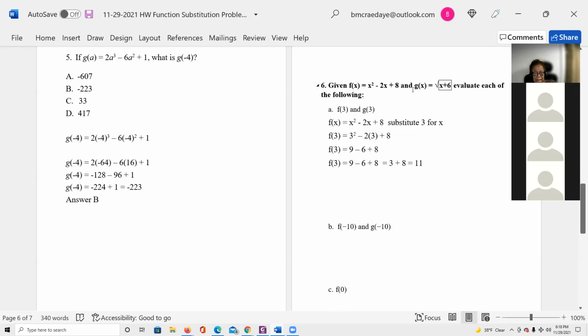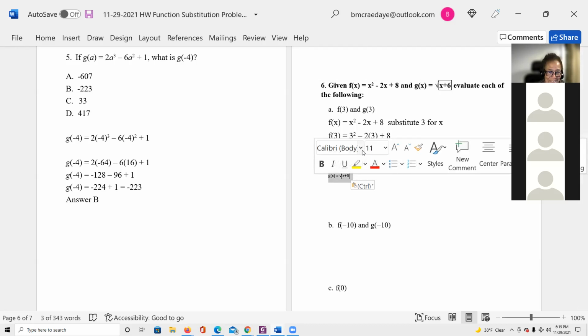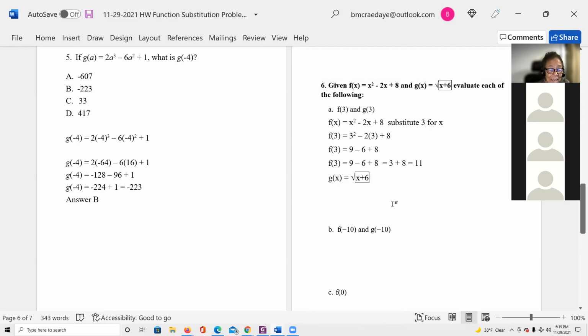is 11. Now you go to your other function, g of x. Yeah, that was what I didn't understand. Okay, so let's take this one. That one has a radical in it. Audrey, you know radicals, right? A little. Okay, so wherever you see an x, you want to put what? A 3. Yeah.